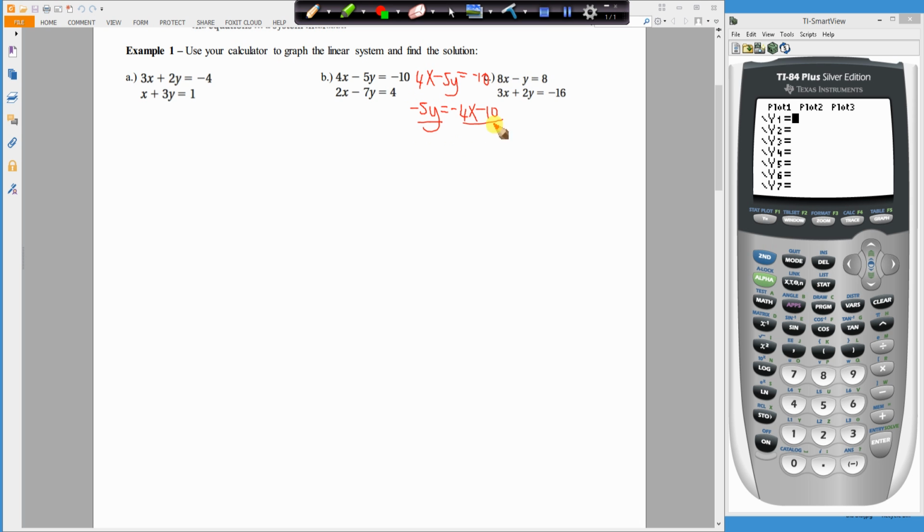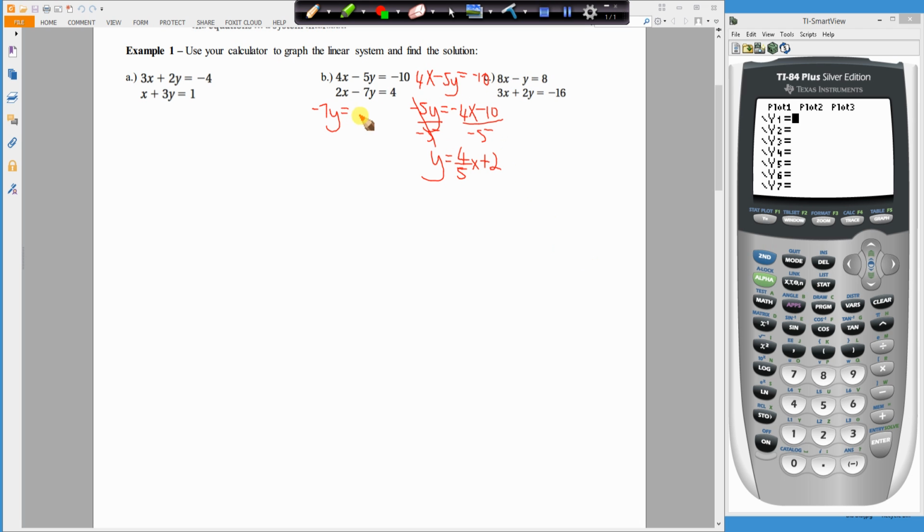And then divide everything by negative 5. Alright. And I know you're a master of this stuff already, so that's not something I'm really going to take very slowly here. And this would be plus 2. Okay? And next one, solve this for y.